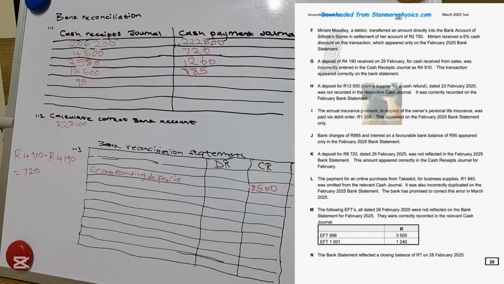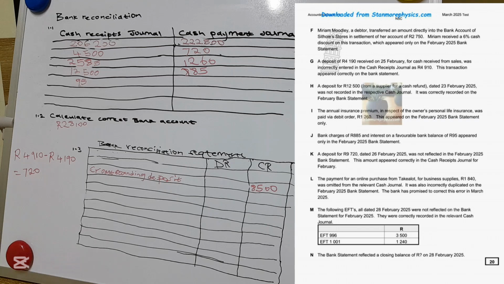Okay, this amount did not appear on the bank statement. It appeared only in the cash receipt journal. So you are no longer going to record anything under the cash receipt journal, as it has already appeared. What we are going to do is record this amount under the bank reconciliation statement. This was not recorded on the bank statement.